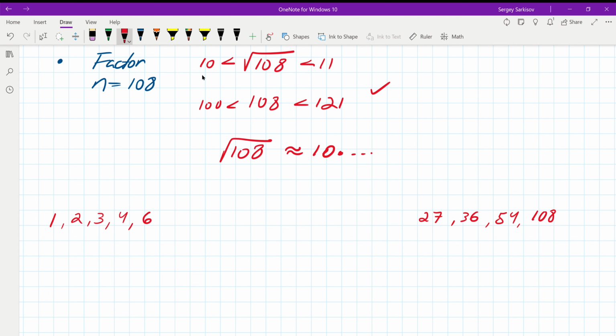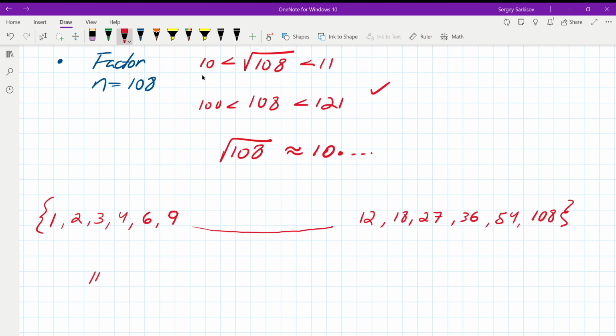Okay, 6, that's going to be 18, right? And we're almost done. 7 doesn't work. What about 8? Yeah, actually, no, 8 doesn't work. 9, what about 9? 9, 12, oh, and we're done. And so that is, how many factors?